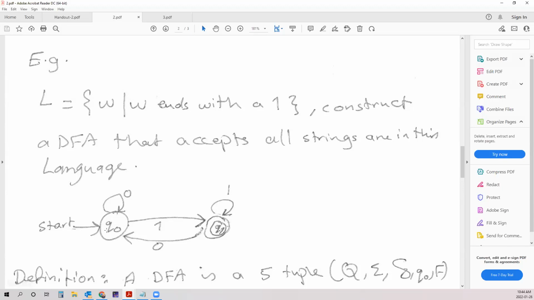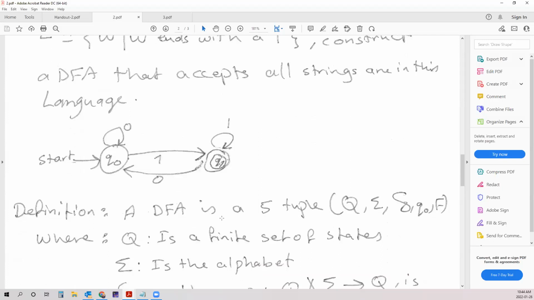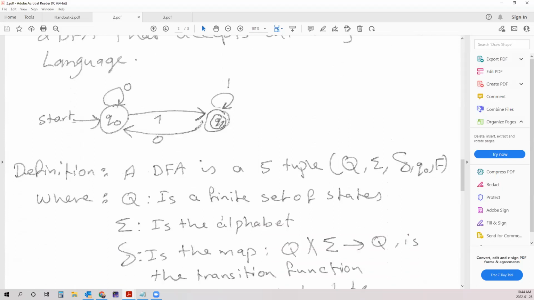So here we need 2 states: a state that deals with zeros and a state that deals with 1, which will be the final state. So I start with Q0. If I receive a 0, I will stay on that state. If I receive a 1, I'll go to Q1. If I then receive a 0, I'll go back. And if I receive a 1, I will stay on that state, which is the final state.